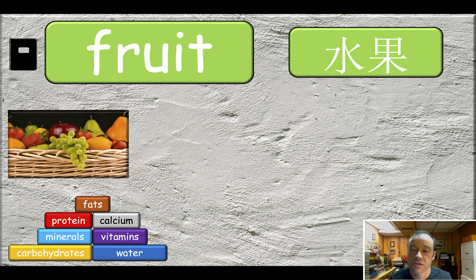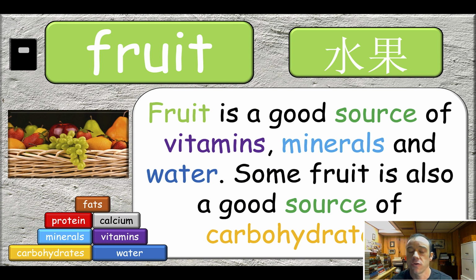Again, in my class, there's 40 minutes, 45 minutes, sometimes less if they have eye exercises and stuff. So time could be short. So here you can have students raise their hand to read or have the class read. So fruit is a good source of vitamins, minerals, and water. Some fruit is also a good source of carbohydrates. So you can actually have the kids write fruit and then put lines and then write vitamins, minerals, water, carbohydrates. Okay, so they actually have it really well organized.